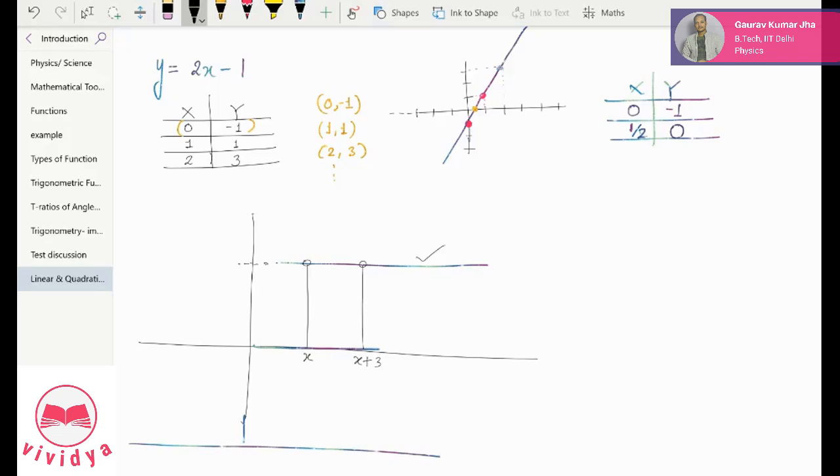So there are lines which are horizontal. The horizontal lines represent that the x value is changing but y is constant. So what will be the equation of such a line? Earlier you had an equation like y equal to 2x minus 1, right? What could be the equation of such lines where x is changing but y is constant? No matter what the value of x is, y is constant. What could be the equation?